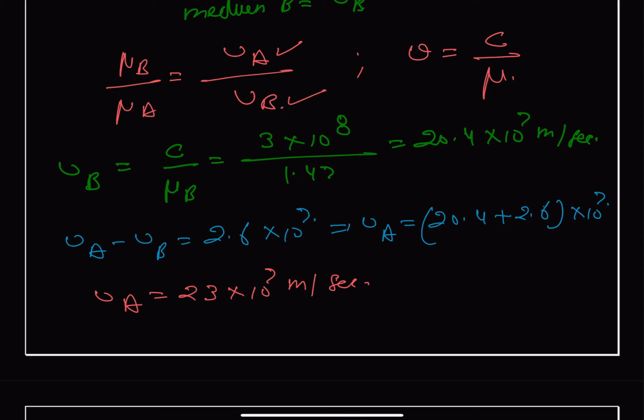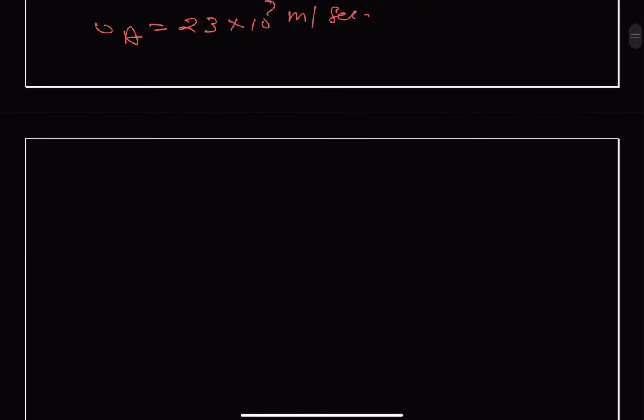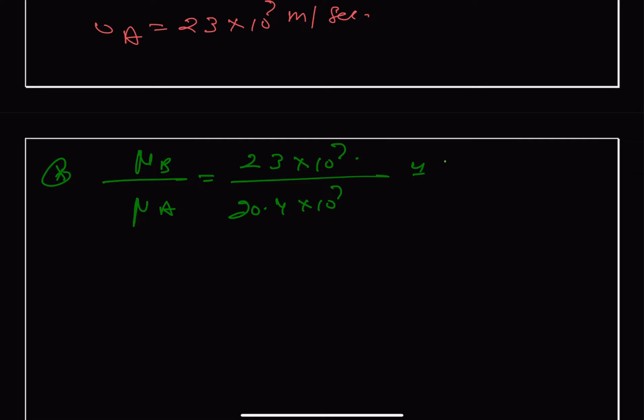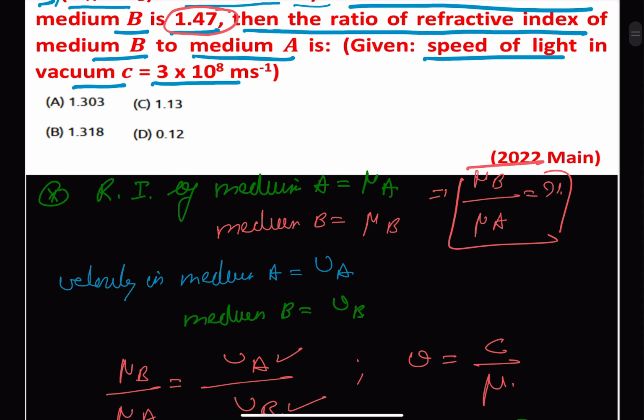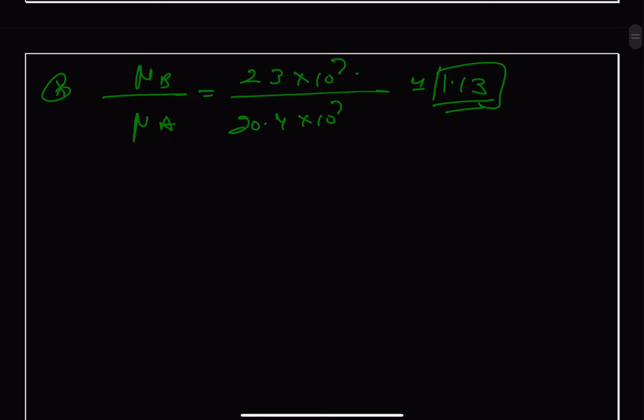Therefore, we can write our ratio, mu of B upon mu of A, the refractive index of B to the refractive index of A. The ratio will be equal to 23 into 10 to the power 7 over 20.4 into 10 to the power 7, and this ratio is approximately equal to 1.13. So therefore, option C is the correct one.